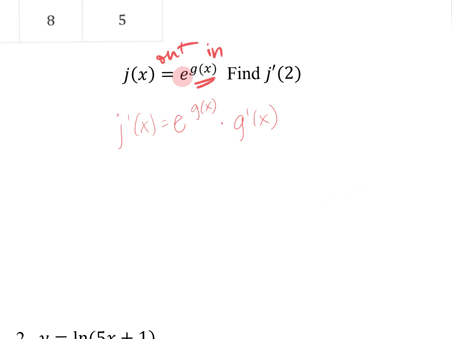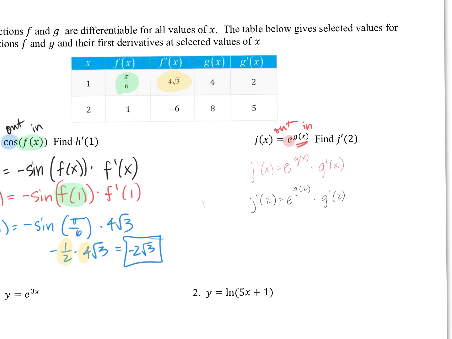Okay, you guys. Now they want j prime of 2. I'm going to replace every x with the 2. So I've got e to the g of 2 times g prime of 2. g of 2 is 8. So we've got j prime of 2 is e to the 8 times, what's g prime of 2? 5. So it'd be 5 e to the 8th.